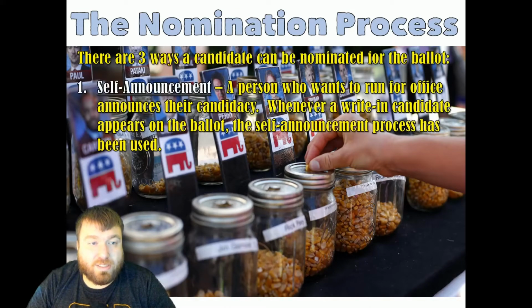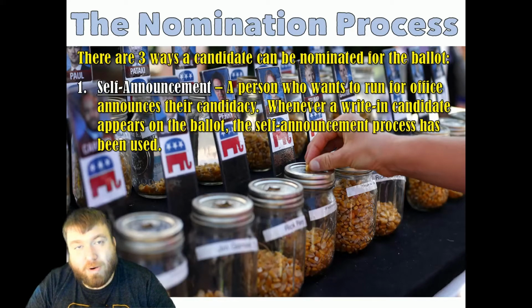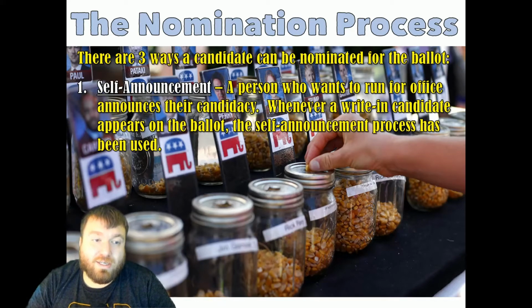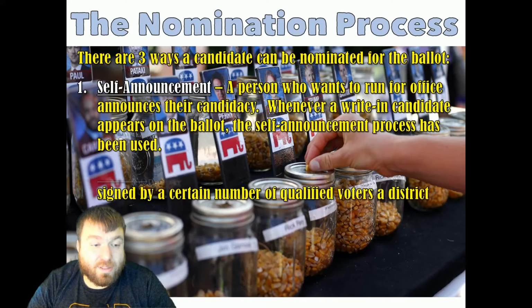The nomination process. There are three ways a candidate can be nominated for the ballot. One is self-announcement. A person who wants to run for office announces their candidacy. Whenever a write-in candidate appears on the ballot, the self-announcement process has been used. So you can just run for an office without the party officials' support. Now, to my knowledge, there haven't really been any serious candidates that took office through this manner, but it is something that you can do.